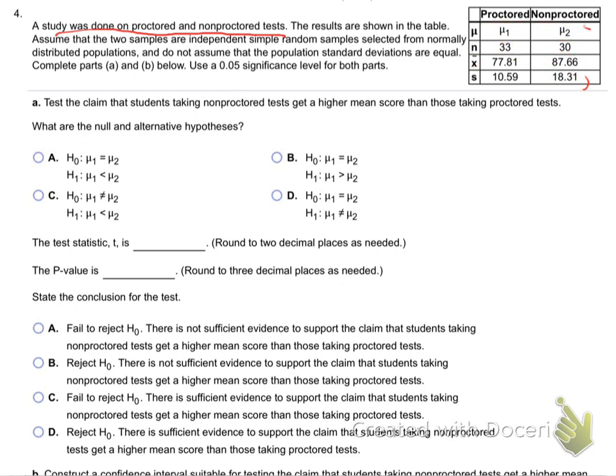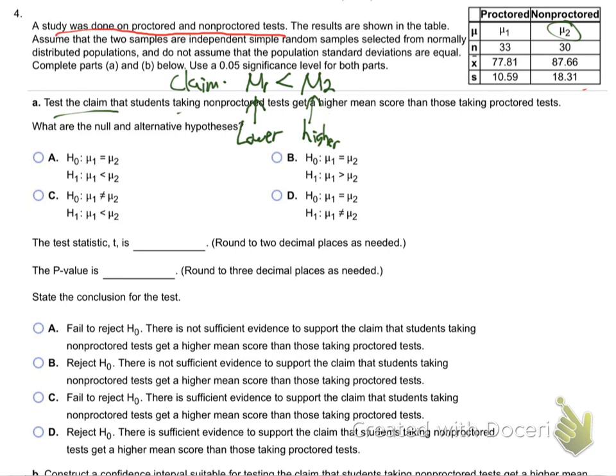All right. So what is the claim on this one? It says the claim somewhere. Oh, there it is. Test the claim that the students taking the non-proctored test, the ones that nobody was watching, got a higher mean score. So that's what we're testing. Okay, so I'm going to write the claim up here. The claim is that the non-proctored got higher. Which one's that? That's the mu2. So we're saying that mu1 is lower than mu2. This one's higher, this one's lower. That's the claim.